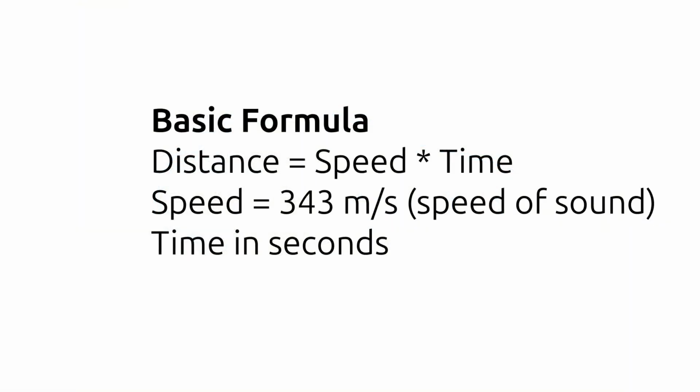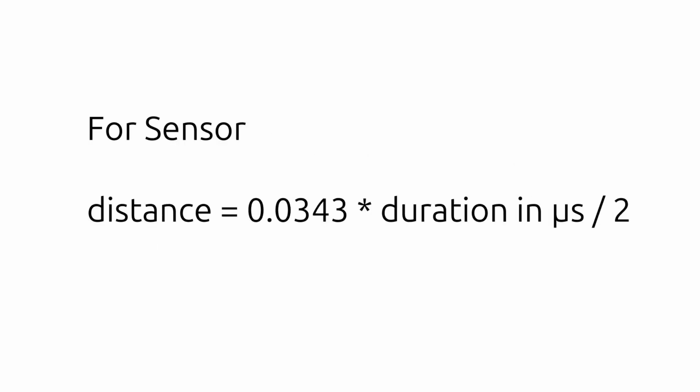As we know, distance covered equals speed of sound times time taken. Speed of sound equals 343 meters per second. For an ultrasonic sensor we use distance equals speed of sound times time divided by 2. The reason we divide by 2 is that sound has to travel from the source and return to the receiver.